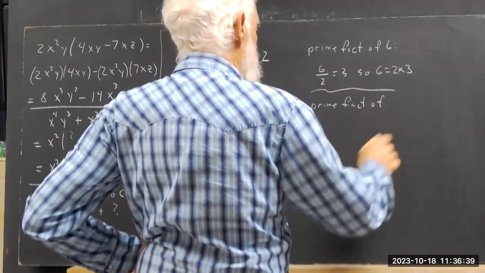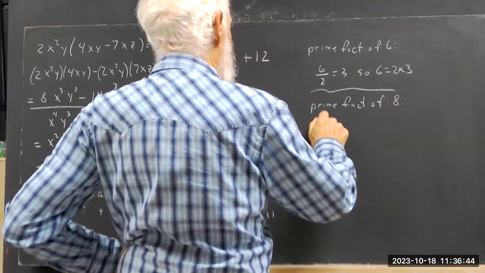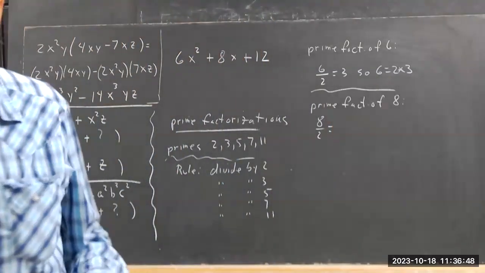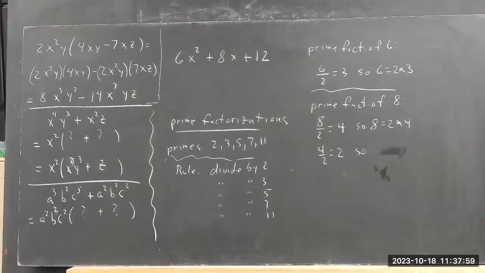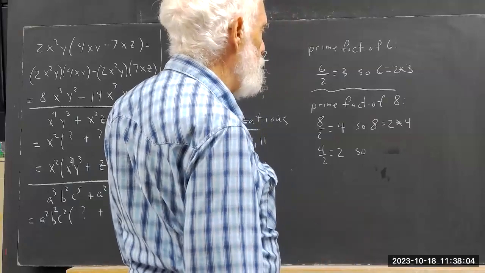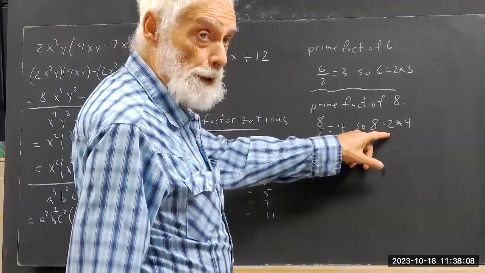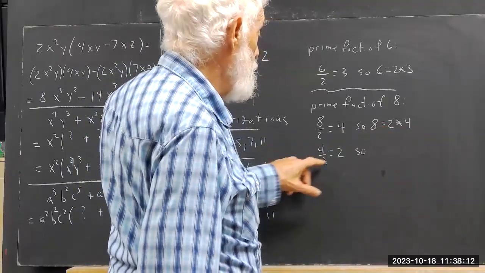What's the prime factorization of 8? Well, we divide 8 by 2. What do we get? Okay, so 8 divided by 2 is 4, so 8 is 2 times 4. 2 is a prime number, so we don't try to divide it by anything because we can't. But we take 4. 4 divided by 2 is 2.